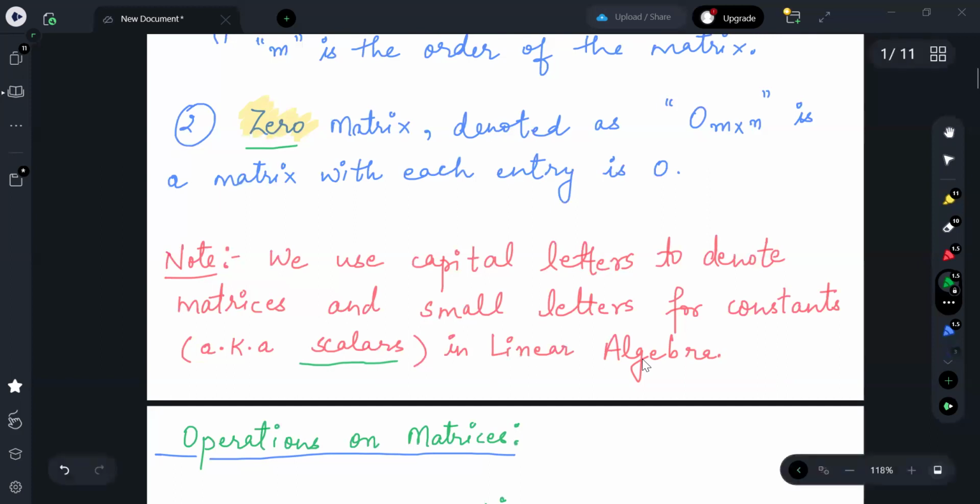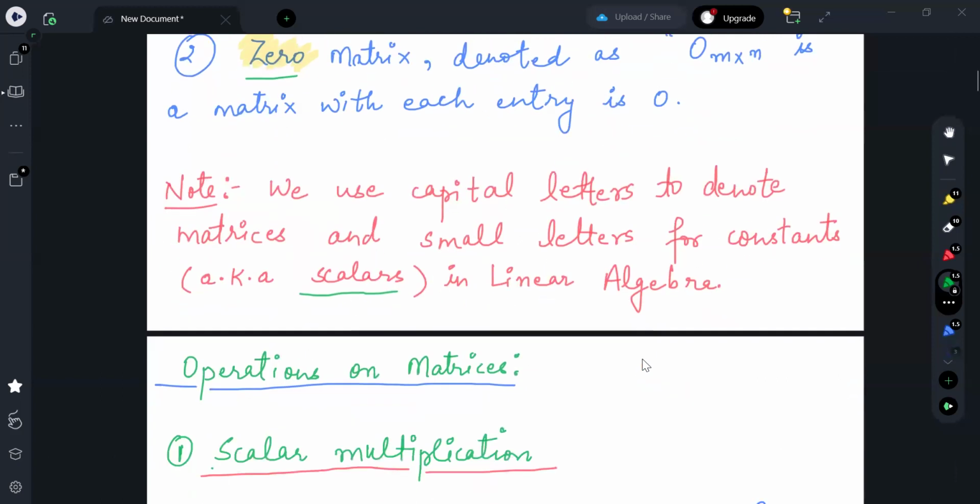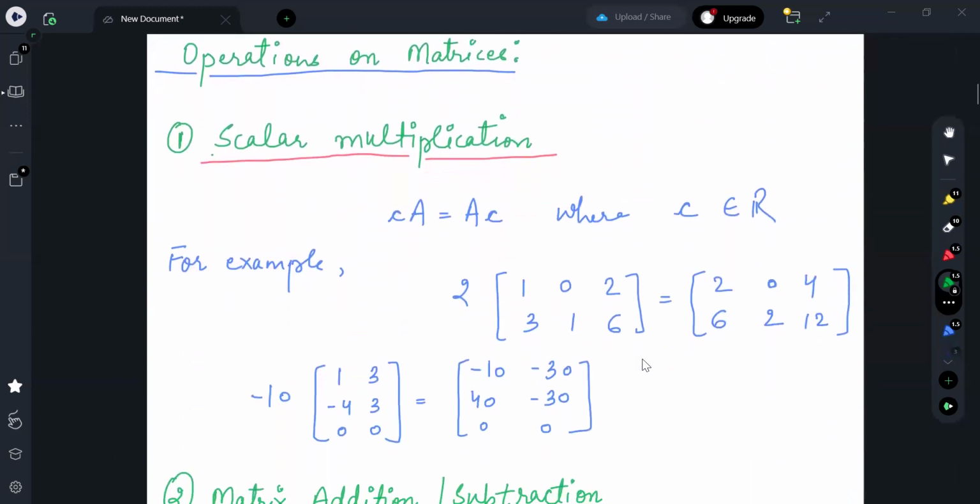Now, what are the operations that we can perform on a matrix? The first one, and the easiest one probably, is going to be scalar multiplication. So you're given a matrix, you multiply the whole matrix by a constant or by a scalar. The most important thing about this is it doesn't matter which side you multiply this constant from. Look here, I've multiplied a matrix A by a scalar C, and which is going to be the same as A times C. The left-hand side or the right-hand side order of multiplication doesn't matter for this operation. For example, I have an example for you here.